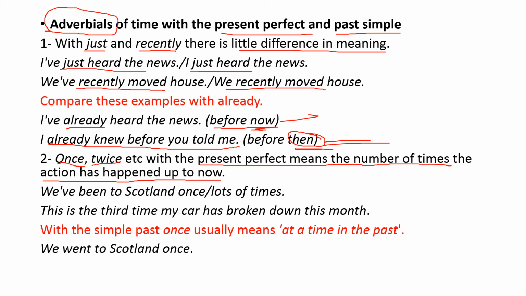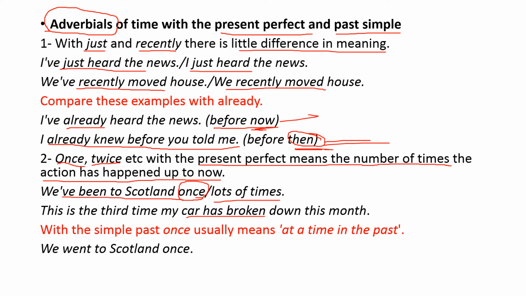For example, when we say "We have been to Scotland once," it means that in the future this may be twice, or it may be a lot of times. So we are expected to increase the times. When we say "This is the 3rd time my car has broken," it means that it is expected to break again and again. This is with the present perfect.